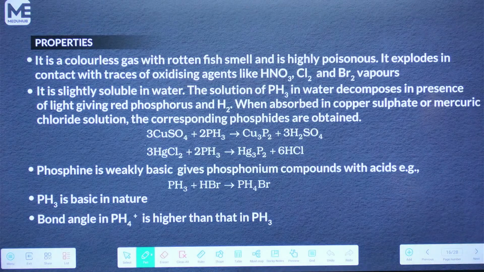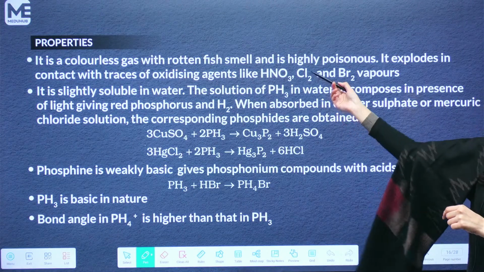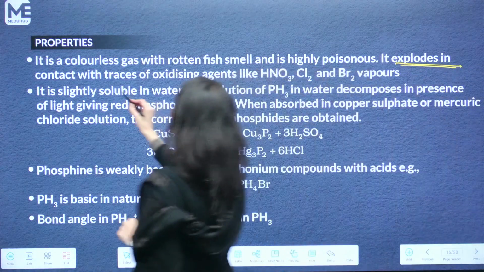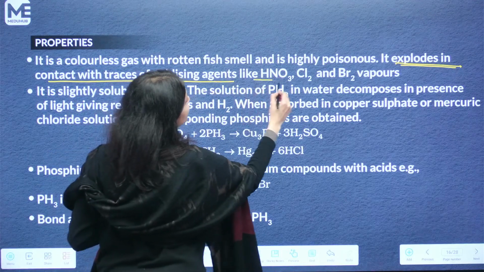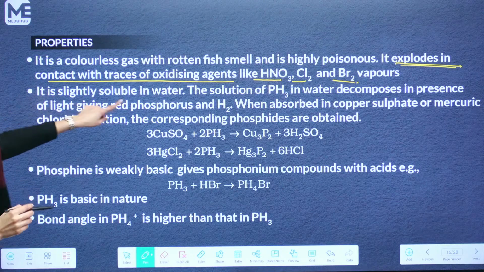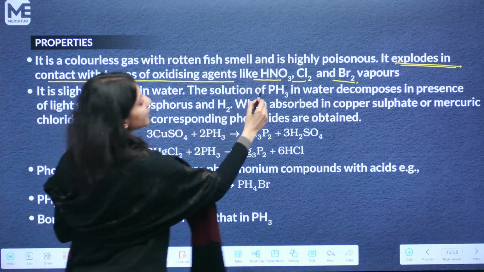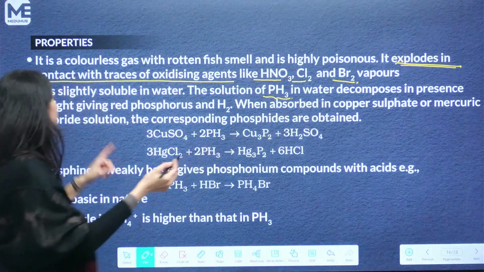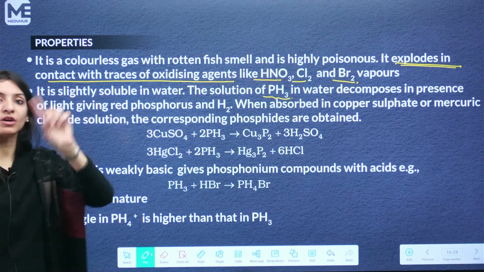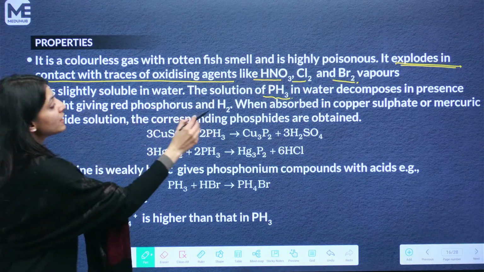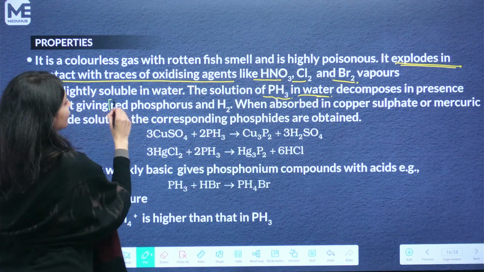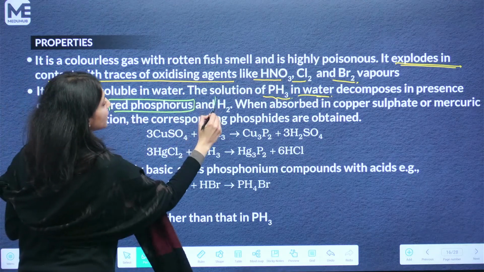Okay, now coming to the properties, it is a colorless gas, rotten fish smell and highly poisonous. It explodes in contact with traces of oxidizing agents like HNO3, Cl2 and Br2 vapors. So इनके साथ ही explode कर जाता है. It is slightly soluble in water. A solution of PH3 in water decomposes in the presence of light, गिविंग रेड फॉस्फोरस एंड H2. ये थोड़ा सा डिफरेंस है अमोनिया के वाटर रिएक्शन में और फॉस्फीन के. सो फॉस्फीन का सोल्यूशन वाटर के साथ डिकम्पोज कर जाता है टू फॉर्म रेड फॉस्फोरस एंड हाइड्रोजन गैस.